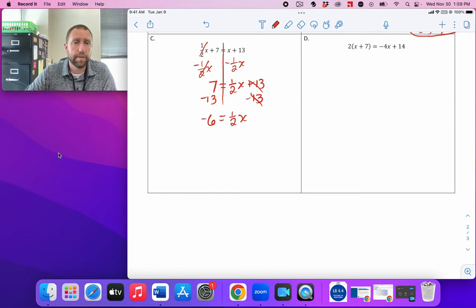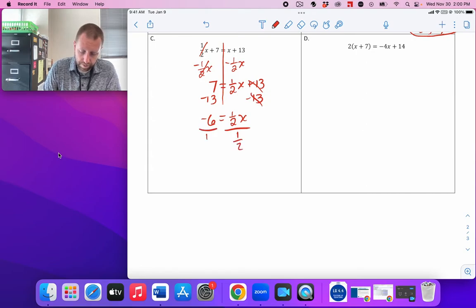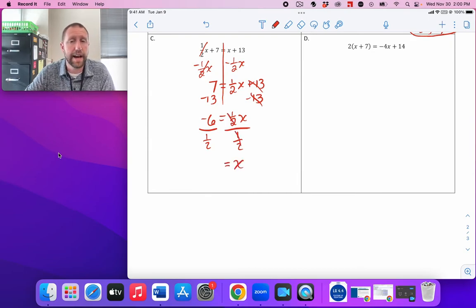And then x is being written beside 1/2. It doesn't matter what number x is written beside, you still divide to get rid of it. Even though it's a fraction, we're still going to divide by 1/2. When I do that, these 1/2's cancel. I'm left with just x on the right-hand side. Negative 6 divided by 1/2, that's the same thing as multiplying by 2. I get negative 12.